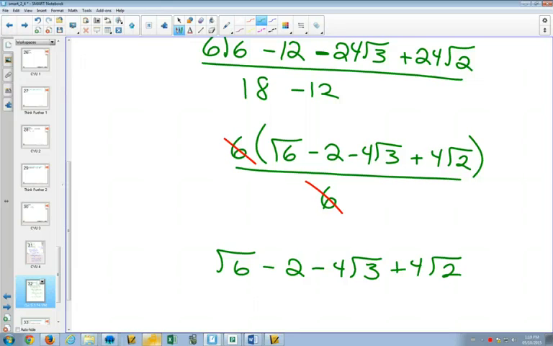And the questions you can do for this are 10 and 13.